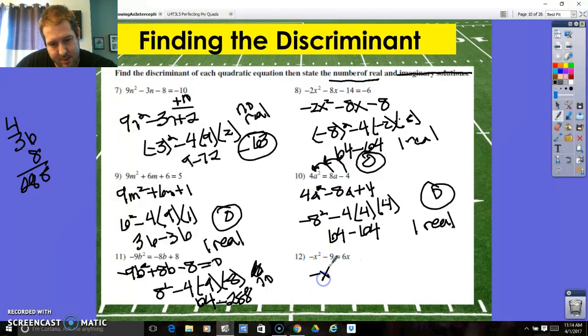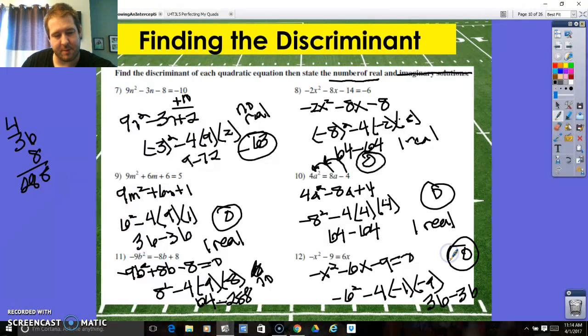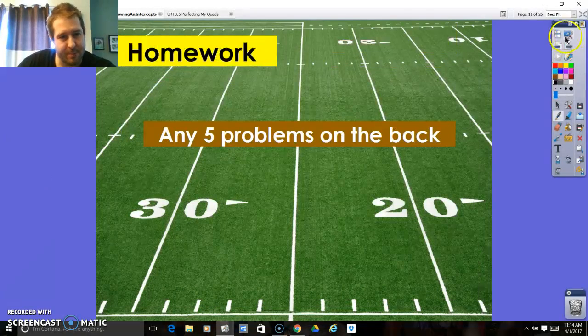This one's negative x squared minus 6x minus 9. All right, so now that I've set it equal to 0, now I'm ready to solve. So that's negative 6 squared minus 4 times a times c. Negative 6 squared is 36. Negative 4 times negative 1 is 4. 4 times negative 9 is negative 36. It looks like we got another discriminant of 0, so therefore it has one real solution.